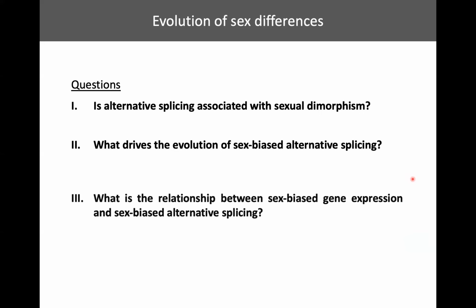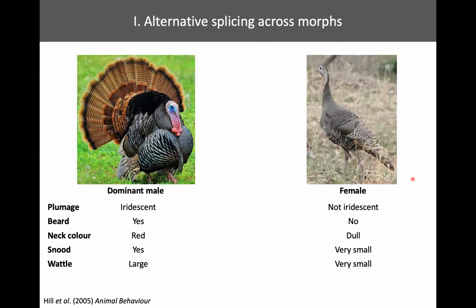So the three questions we asked in our study were, is alternative splicing associated with sexual dimorphism? What drives the evolution of sex-biased alternative splicing? And what is the relationship between sex-biased gene expression and sex-biased alternative splicing? So now I'll go into the first set of results. So we asked, is splicing associated with sexual dimorphism?